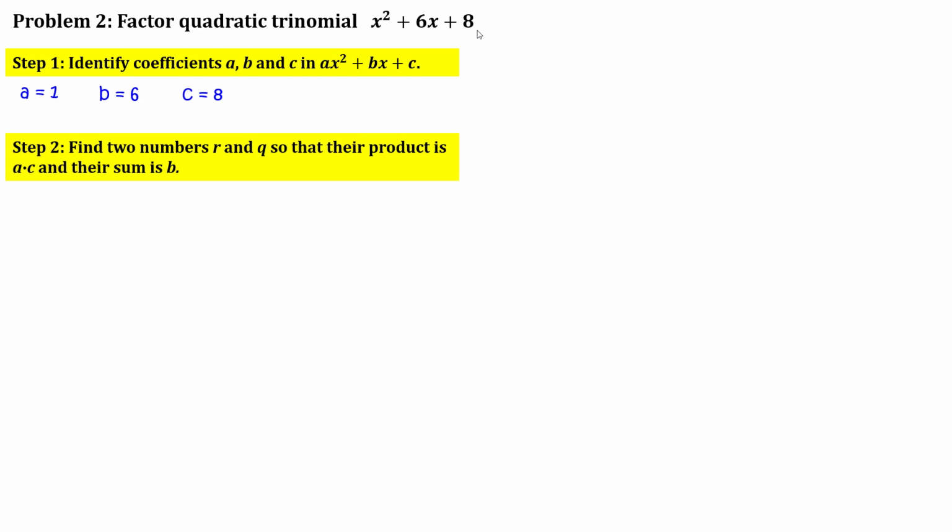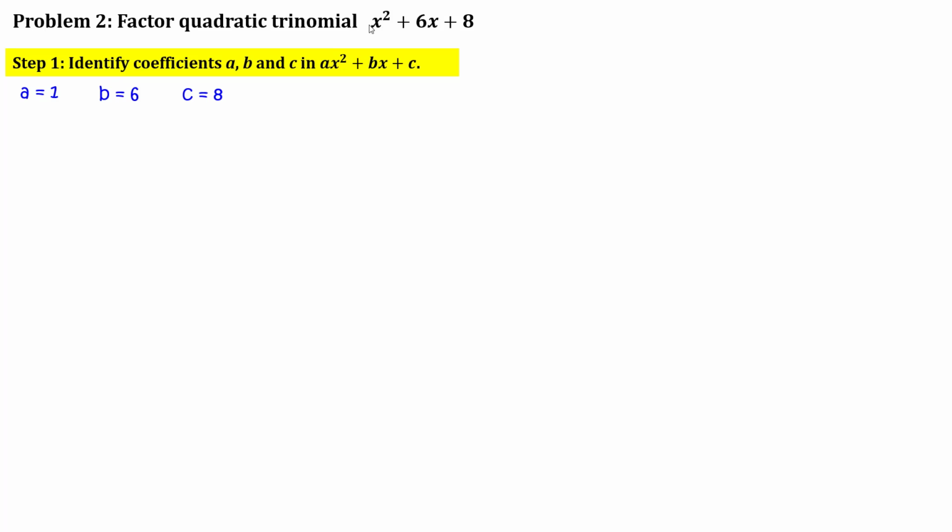Factor the quadratic trinomial x squared plus 6x plus 8. So the first step is to identify coefficients a, b, and c in ax squared plus bx plus c. So a is 1 because there's nothing in front of the x squared, b is 6, and c is 8.